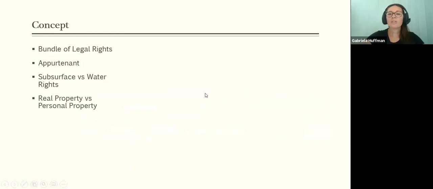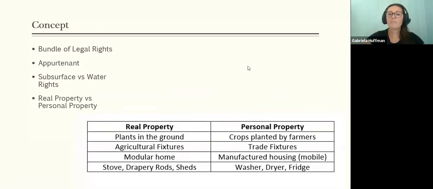Real property versus personal property. So I went ahead and made a visual here about all the different types of real and personal property talked about in chapter 2. So for example, real property: plants that are in the ground, agricultural fixtures, modular homes, as soon as they're put on the lot, become real property. And favorites on the test: stove, drapery rods, and sheds. Personal property, on the other hand, can include crops, trade fixtures, mobile homes.